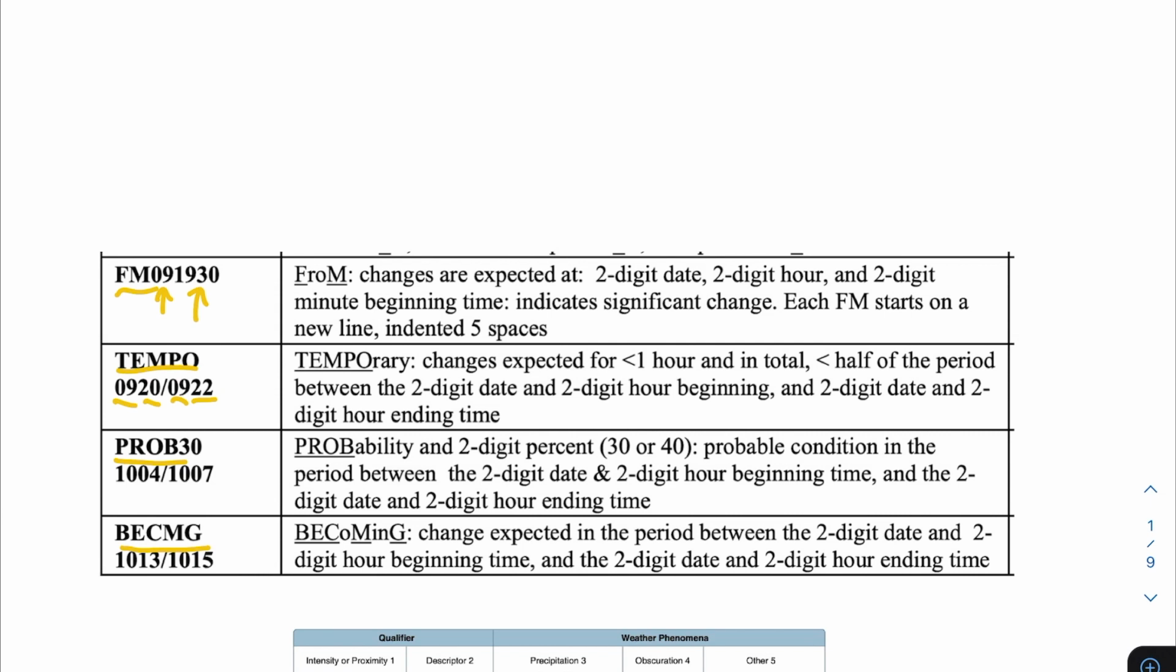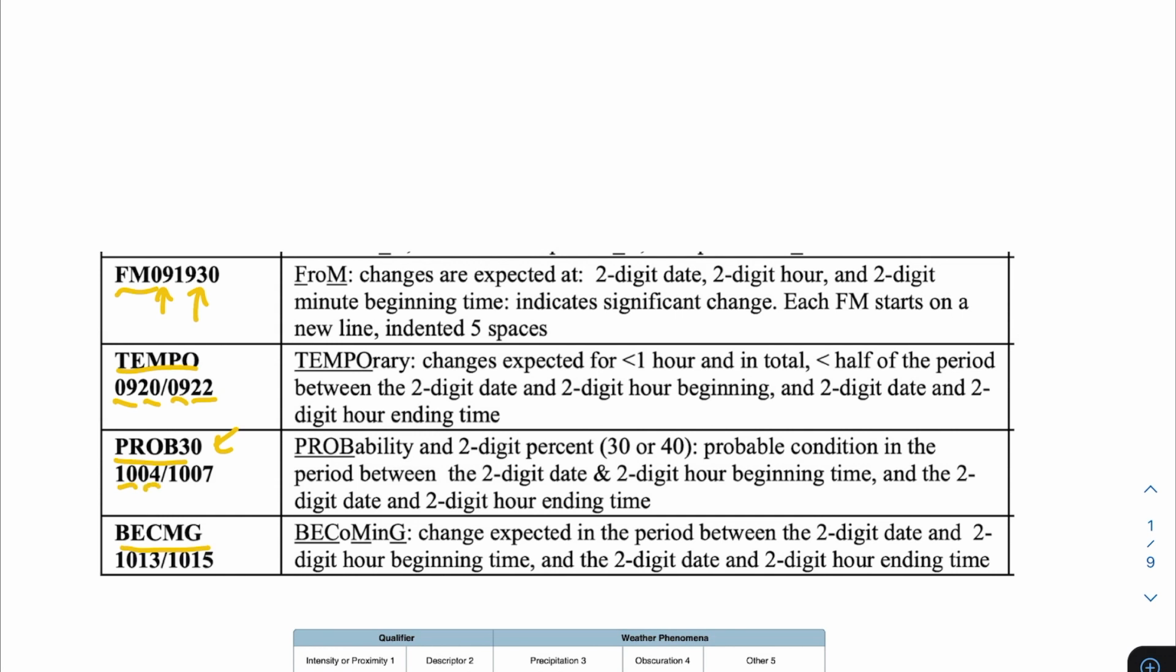Next we have PROB. This is the probability or chance of thunderstorms or other precipitation events happening. And then they also have the associated weather conditions. And then the number right after PROB is the percentage of that condition. Sometimes in the forecast, you're not 100% sure if this condition is going to happen. So that's where you'll see PROB. And once again, it has the date, followed by the hour.